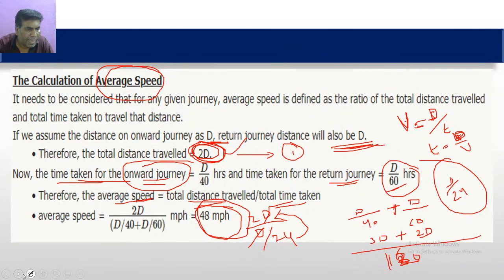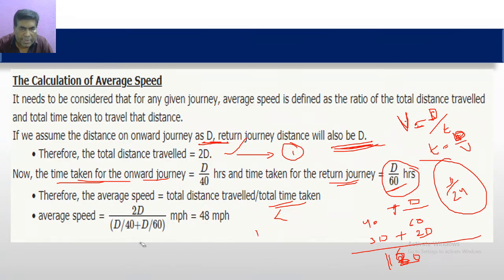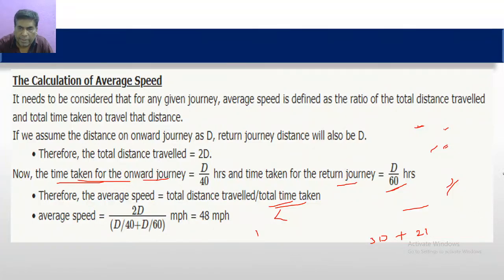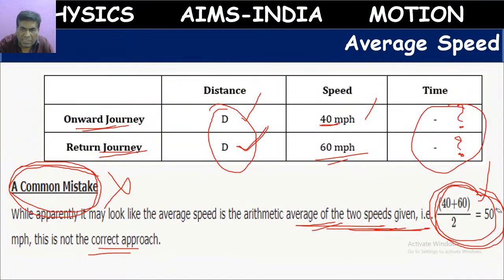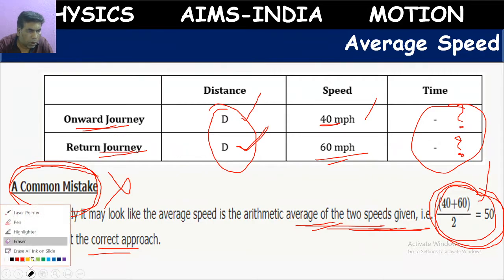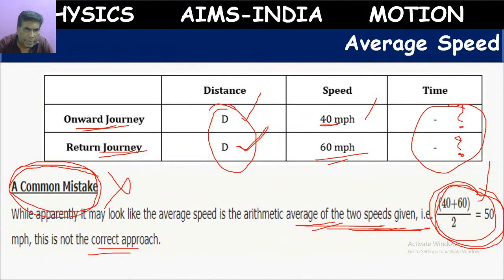Okay, let me explain once again. Dear children, please listen carefully. Actually, what mistake have we made? We said 40 plus 60 by 2 equals 50, but this is wrong. Why? We have to find the answer with the help of total distance by total time.